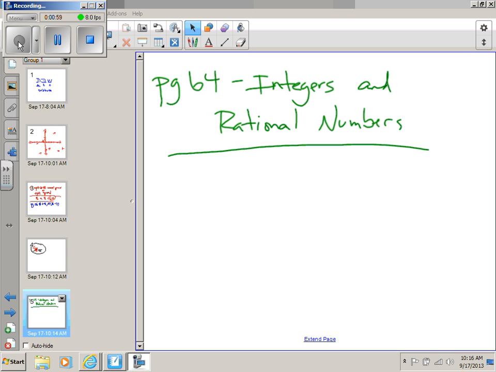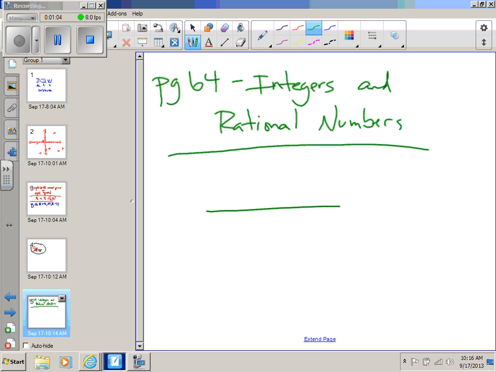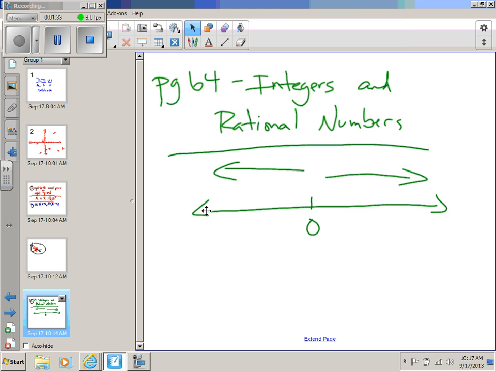Compare and order integers. When you have to order integers, sometimes they may ask you to graph the points on a number line and order them from least to greatest. Well, if you graph them on the number line, that's what you're doing. You're ordering them from least to greatest. Because what do you know about the number line? The further to the left you go, what happens to the value of your integer? It gets lower, smaller. The further to the right you go, it gets greater.